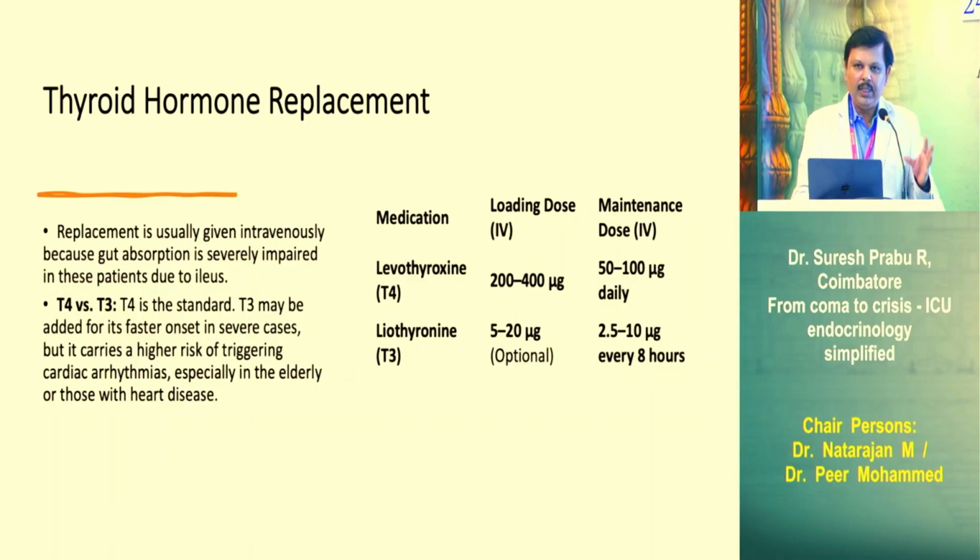But if it is available, we should give a loading dose of 200 to 400 micrograms IV stat, followed by 100 micrograms twice daily for 2-3 days, and then 100 micrograms once daily. If T3 is available, now I think T3 tablets are available, but IV T3 should be given cautiously, because it increases thyroid hormones much faster and can lead to arrhythmias and other problems. If available, 5 to 20 micrograms can be given twice or thrice daily, and then we can taper and stop it.